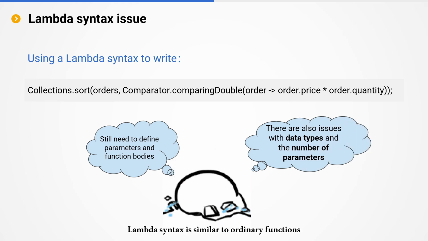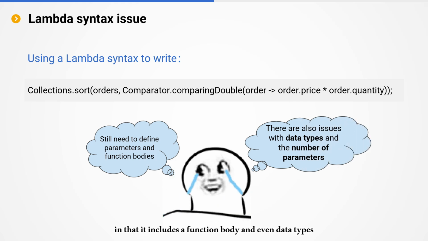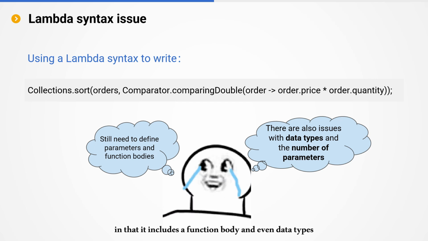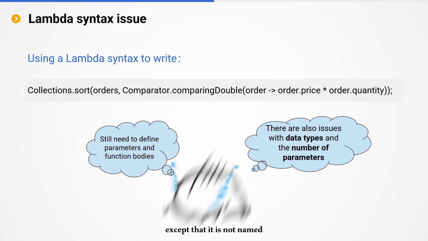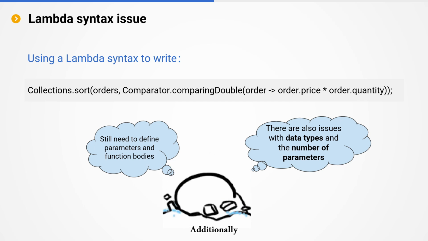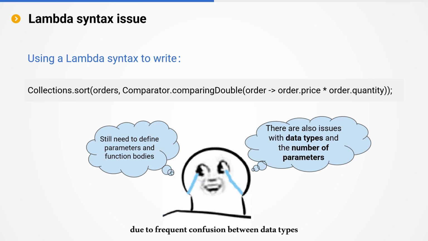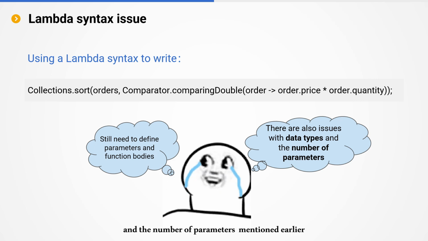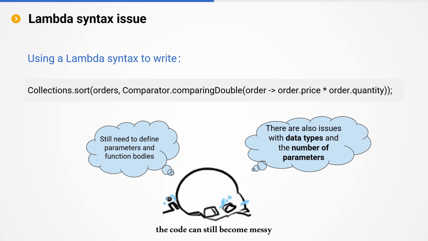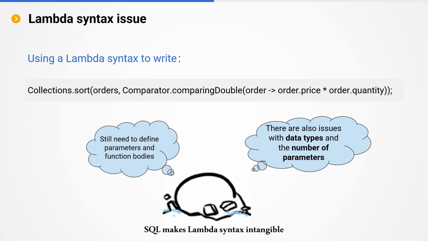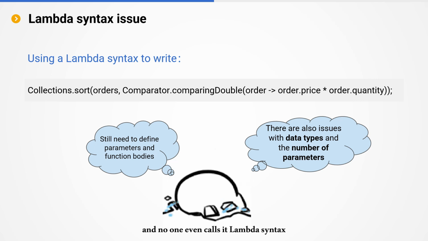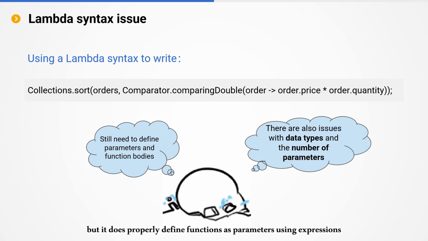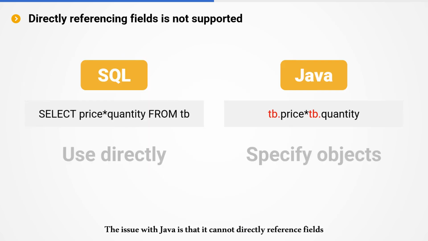Lambda syntax is similar to ordinary functions, in that it includes a function body, and even data types, except that it is not named. Additionally, due to frequent confusion between data types and the number of parameters mentioned earlier, the code can still become messy. SEQL makes Lambda syntax intangible, and no one even calls it Lambda syntax, but it does properly define functions as parameters using expressions. The issue with Java is that it cannot directly reference fields.